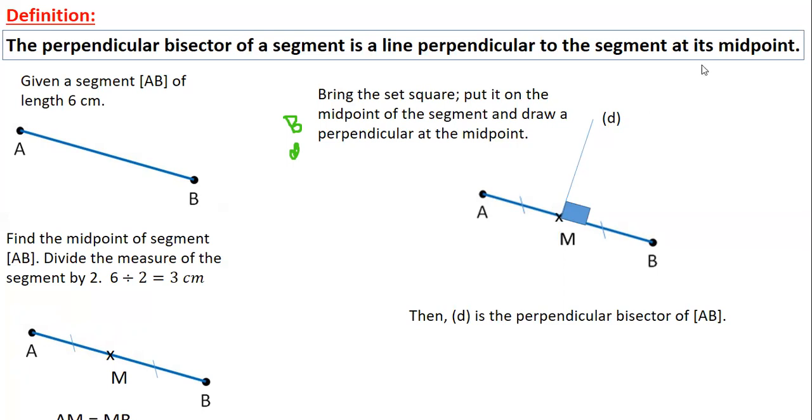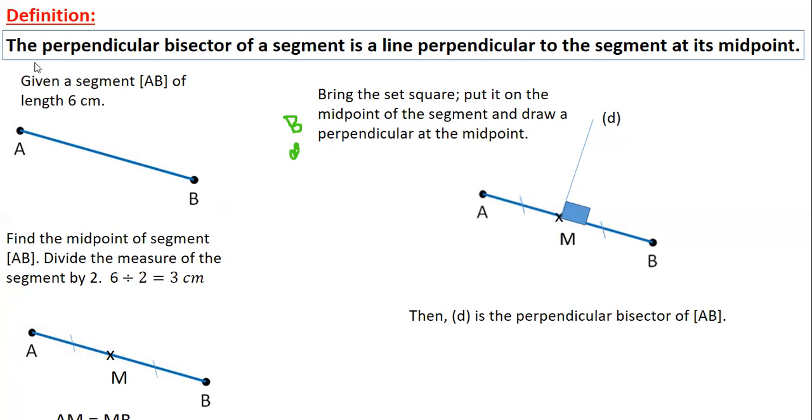Suppose I gave you a segment which is 10 centimeters in length. Where should be the midpoint? I say 10, the measure of the segment divided by 2 is 5 centimeters. So we should assign the midpoint of the segment on the 5 centimeter.